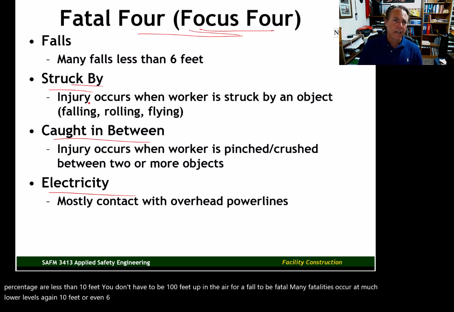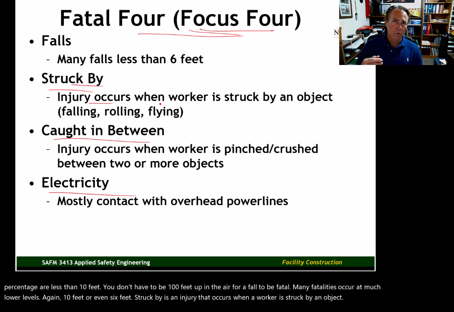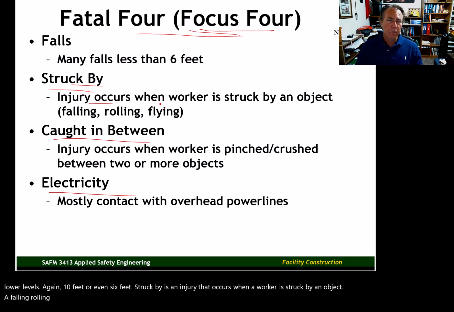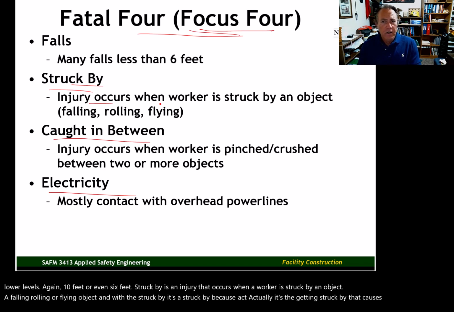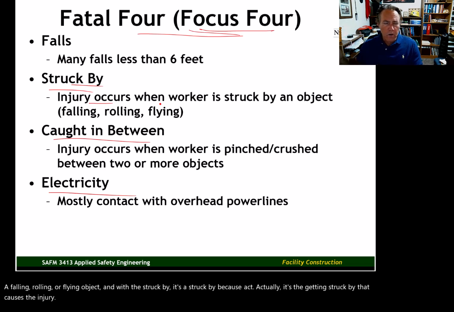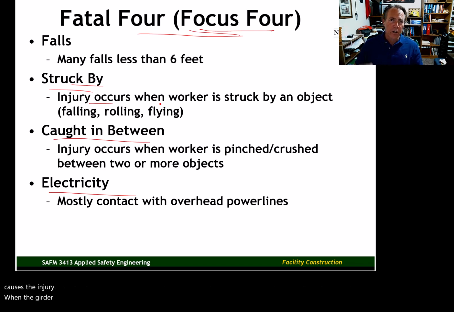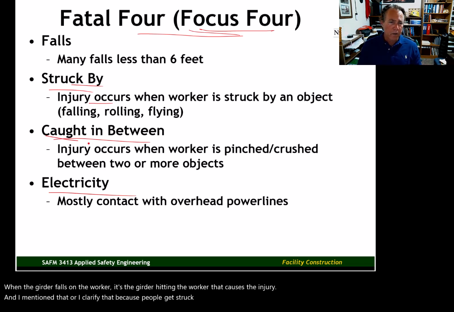Struck by is an injury that occurs when a worker is struck by an object, a falling, rolling, or flying object. And with the struck by, it's a struck by because it's the getting struck by that causes the injury. When the girder falls on the worker, it's the girder hitting the worker that causes the injury. And I clarify that because people get struck by confused with caught in between.